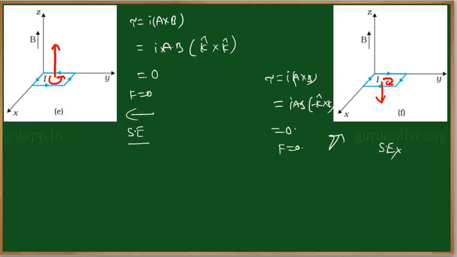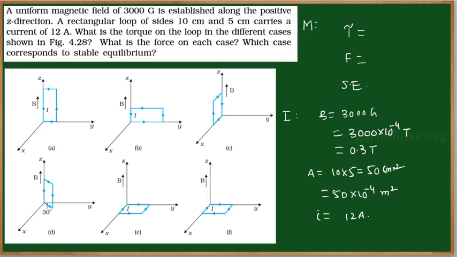So a small force will turn this coil towards the magnetic field direction, and the force in all these 6 cases is 0, because in the first 4 cases the coil is turning due to the couple acting on it. The couple creates 2 equal forces in opposite directions, so the net force acting on the coil is 0. And in the last 2 cases, whether it is stable equilibrium or unstable equilibrium, the force acting on those 2 coils is 0.